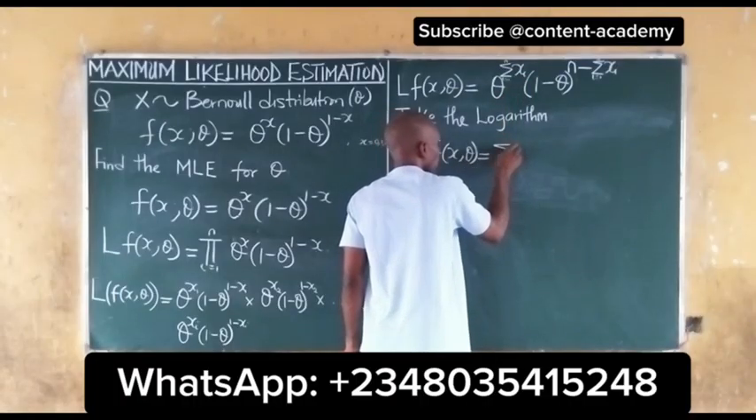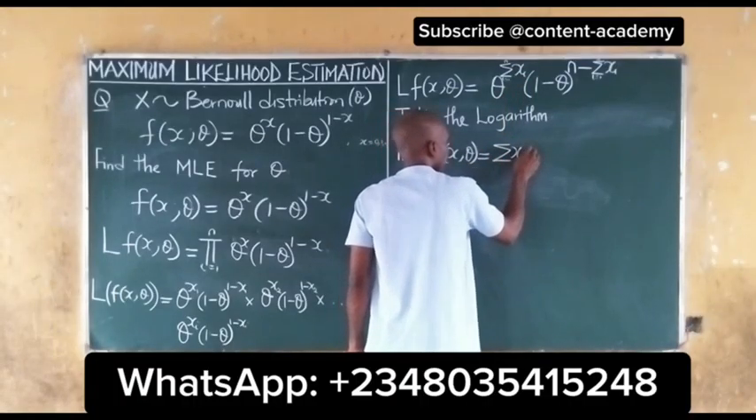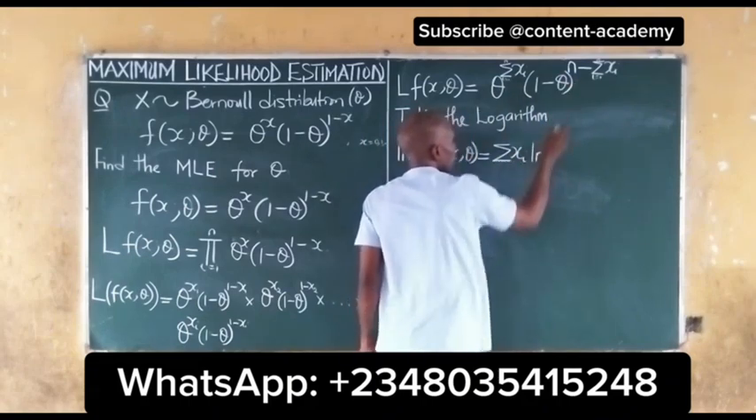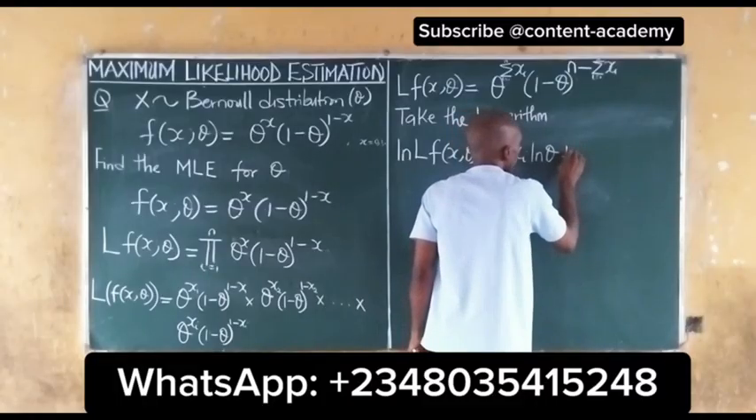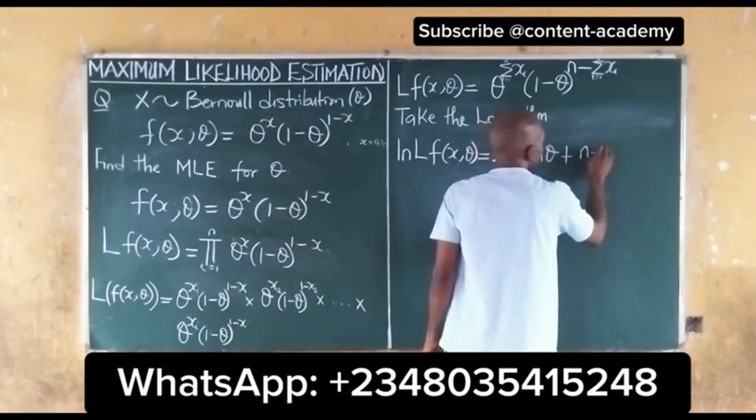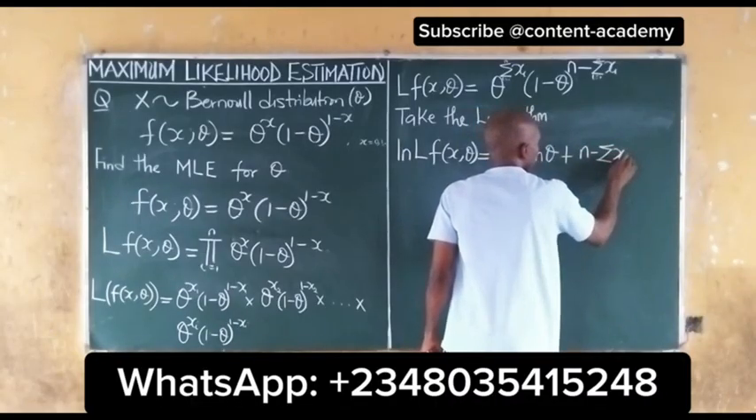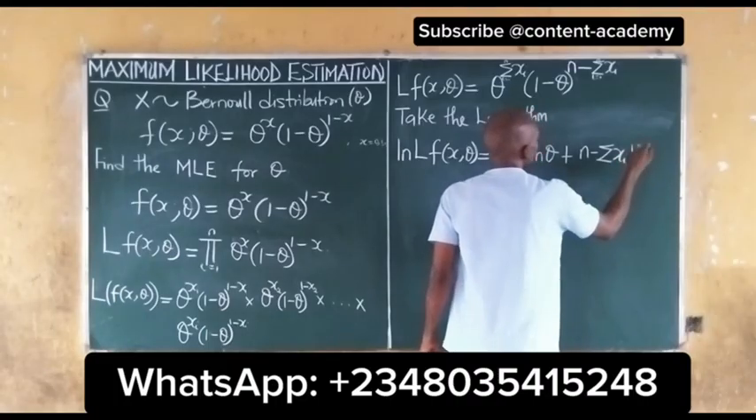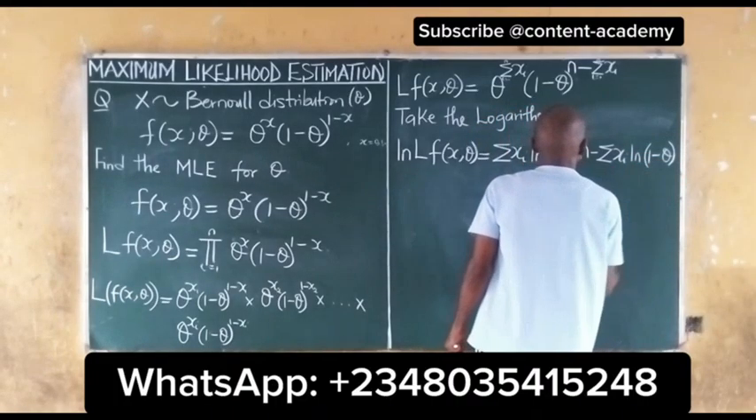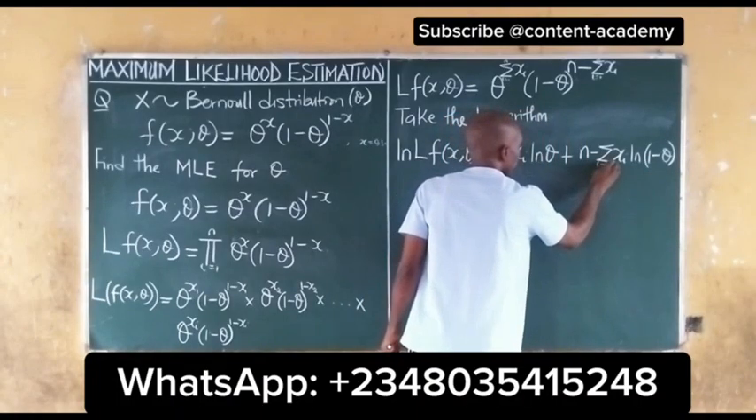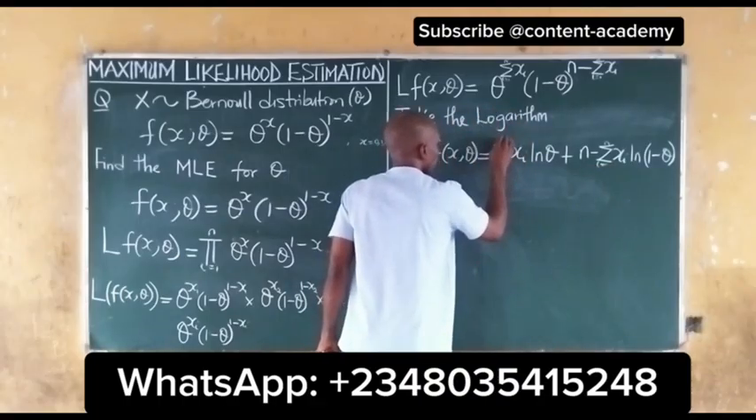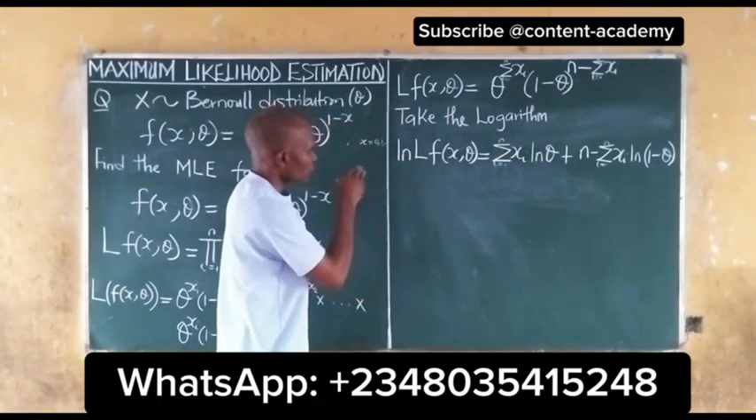course, this will give us summation of x times ln theta. If we take the log of this, we have plus n minus summation of x times ln (1 minus theta), as i running from 1 to n. So this is what we get.